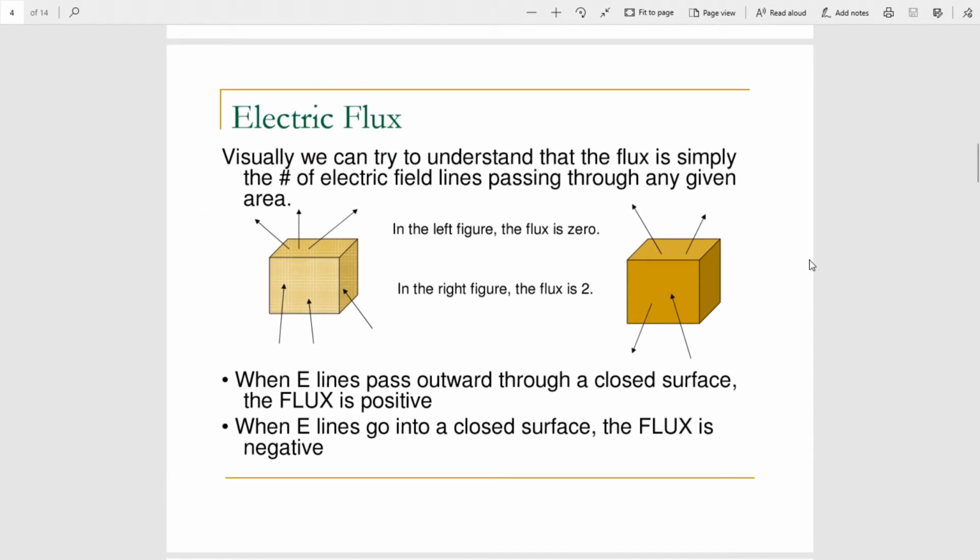Okay, so visually, on the left, my total flux for this shape would be 0 because I've got the same amount of field lines coming in as I do coming out. But on the right, my flux would be 2 because we've got 1 in and 3 out. So our flux total could be positive or negative.